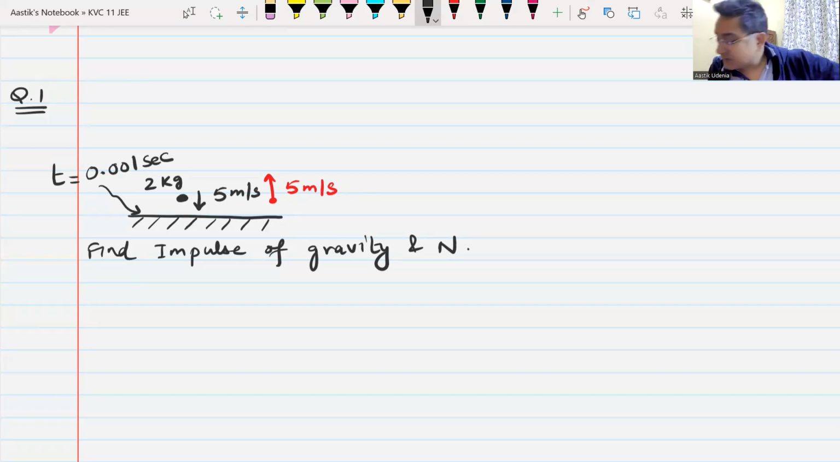What is the impulse given by gravity, gravitational force? And what is the impulse given by N? Do we understand? Do we know what is this N? This N is the normal reaction, so you have to compare. What is the impulse given by gravity and what is the impulse given by this normal reaction? I will give you 2 minutes to give me the answer.